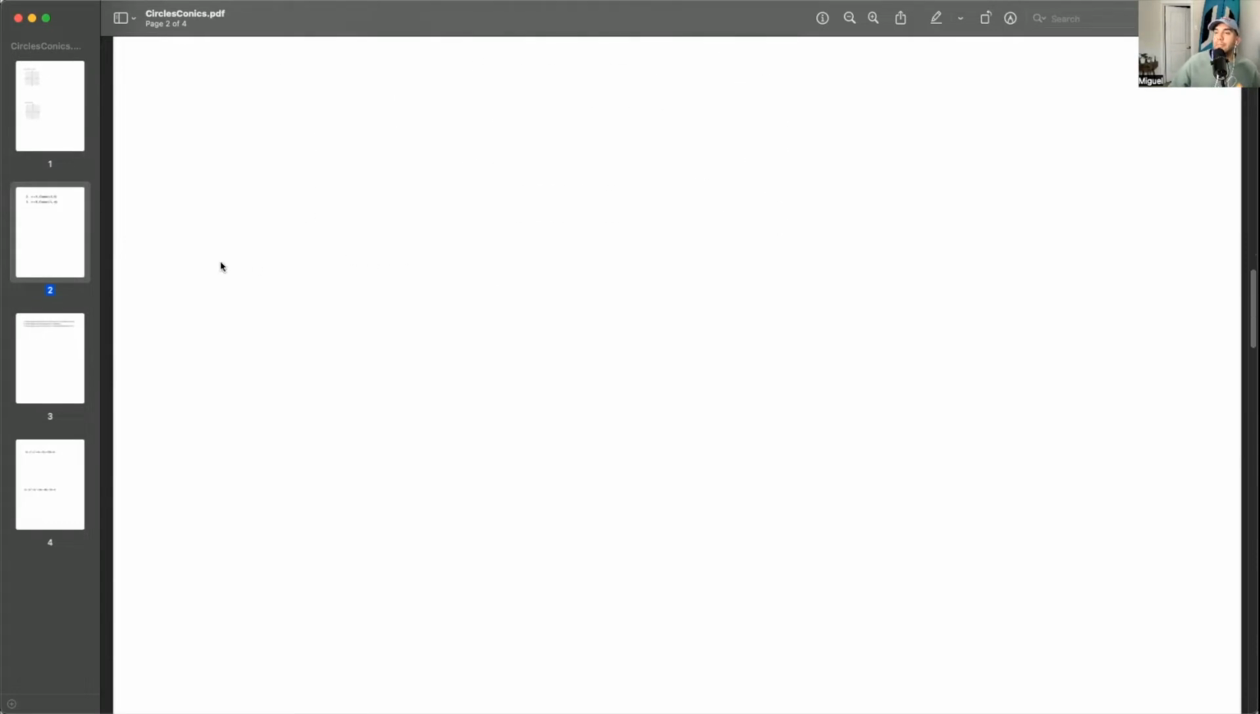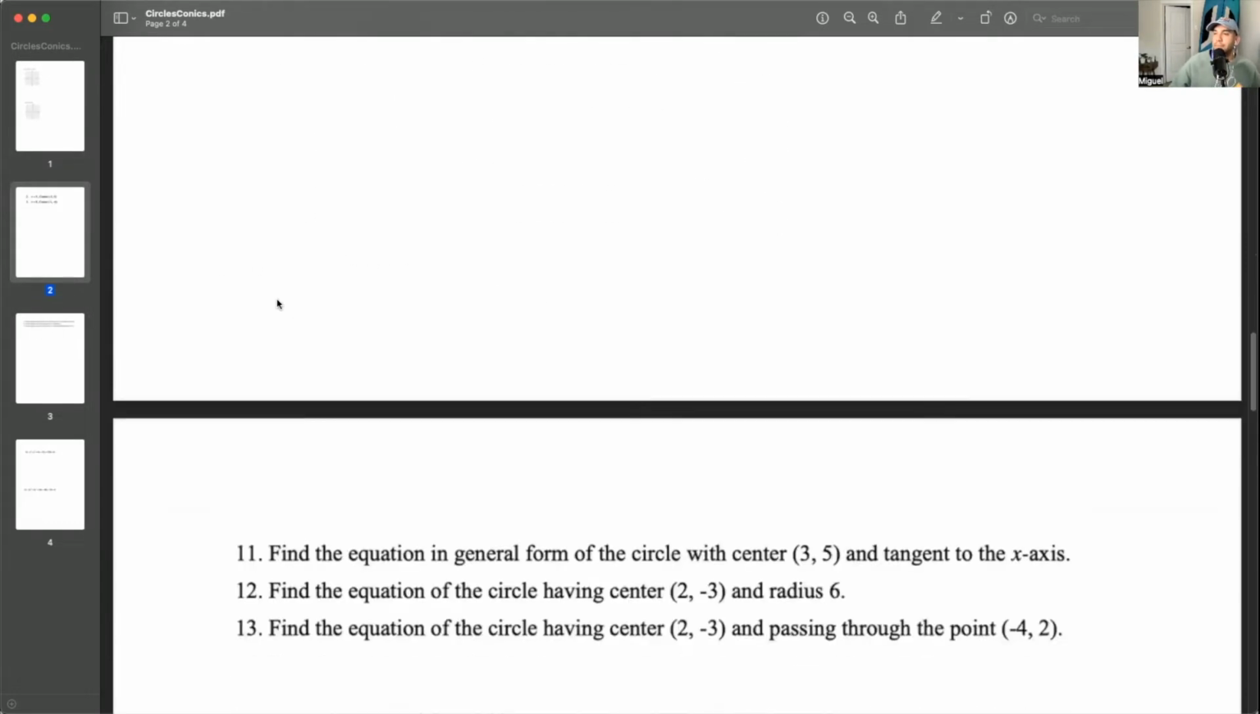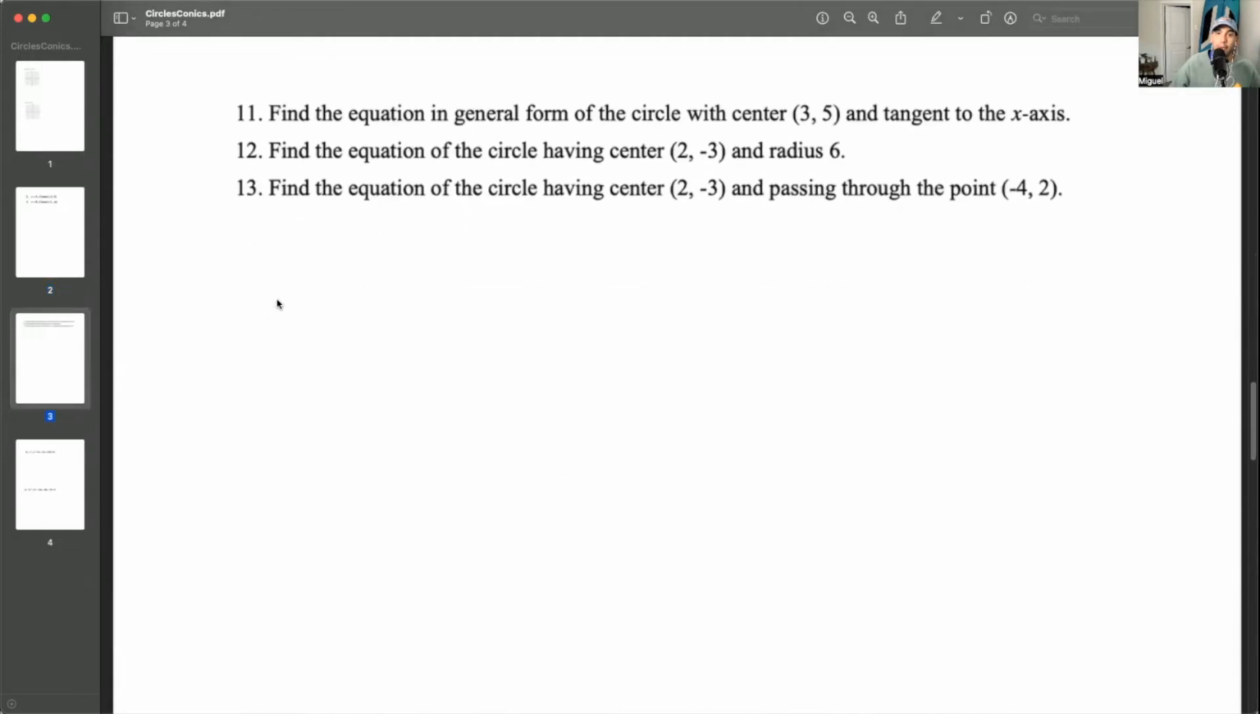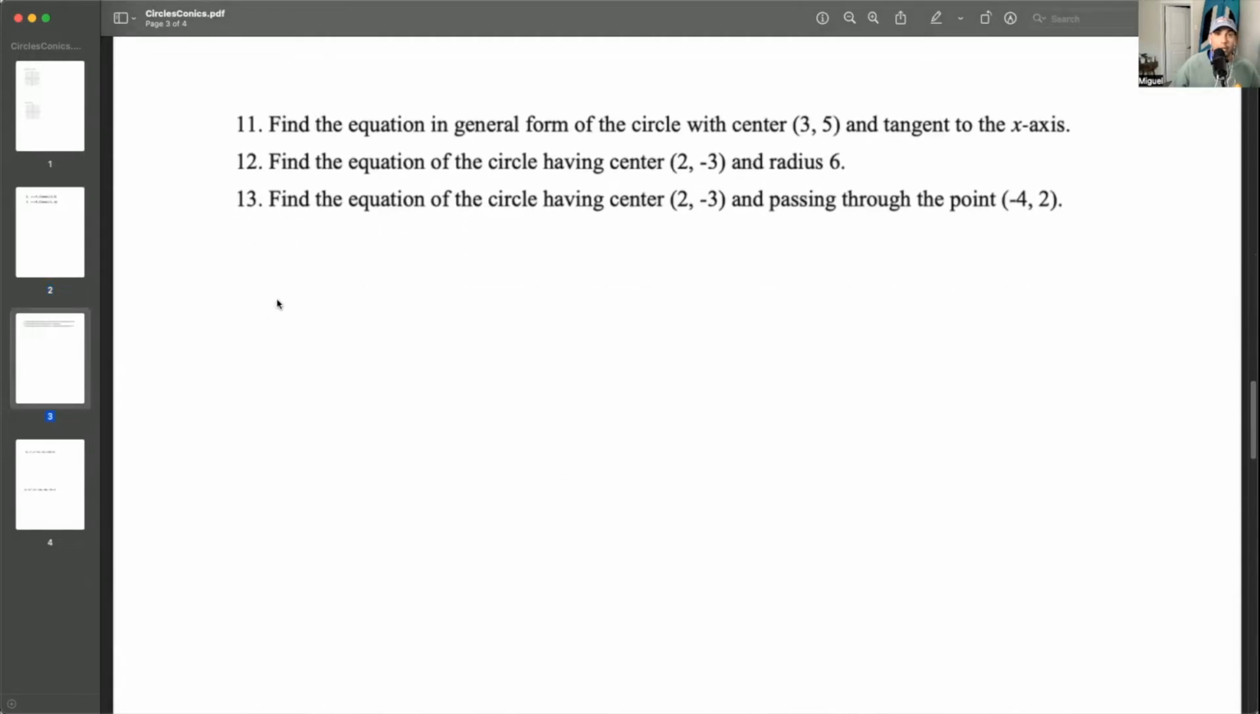And now let's go to the next types of problems. So now it looks like they're going to give us a few scenarios, and we have to go ahead and draw out an equation based on that information that we are given. So let's go to the first one.